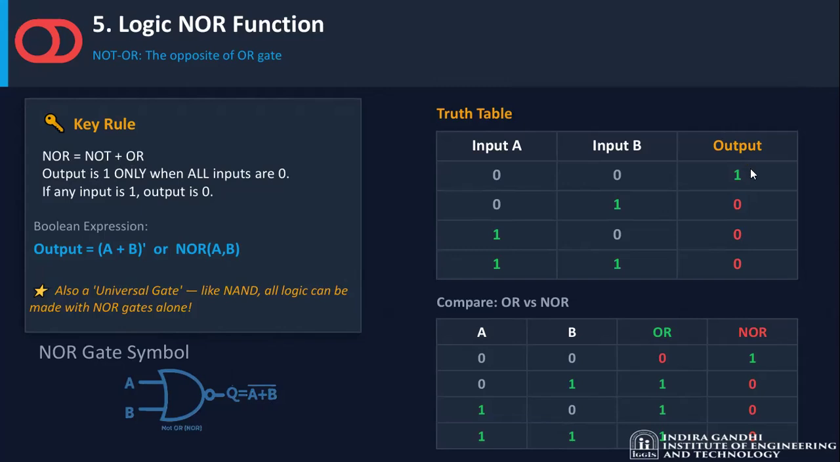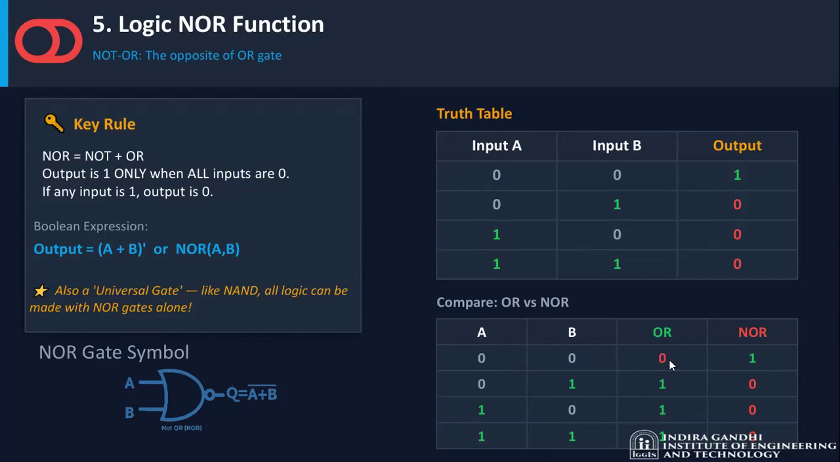The basic rule behind the logic NOR gate is NOR equals NOT plus OR. So the output is 1 only if both the inputs are 0. In all the other cases, we get an output of 0. Comparing the tables for OR and NOR, the OR gate output becomes 0 only when both the inputs are 0, but that becomes 1 for NOR when both the inputs are 0.